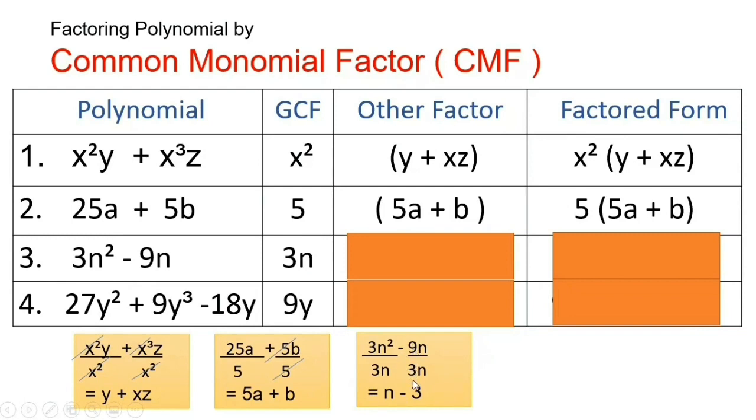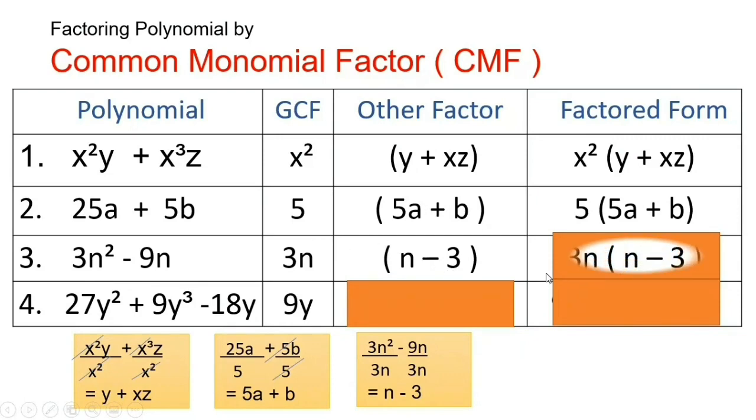9 divided by 3, we have 3. And then, n divided by n, okay, cancel out na siya kasi 1 minus 1 is equals to 0. So, cancel out na siya. So, ang ating other factor is n minus 3. And then, final answer is 3n times n minus 3. So, ito yung ating final answer.